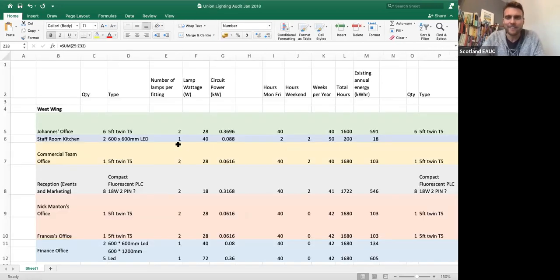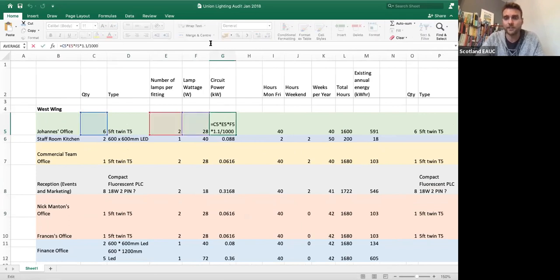There we go. Essentially we created this spreadsheet which maps all the different rooms in the union, and it has the type of lighting that was in each room, the quantity and the number of light fittings, and importantly, the wattage as well. Then we could work out, with this little formula, when you switch the lights on in that room, how much electricity is it using? So that's 2 lights per fitting times 6 fittings, we've got 12 times 28. Then you times it by a factor of 1.1 because there's a little bit extra energy than actually just the light bulbs, and divide by 1,000 to get kilowatts. So if you switch on my old office, it would be 369 watts essentially.